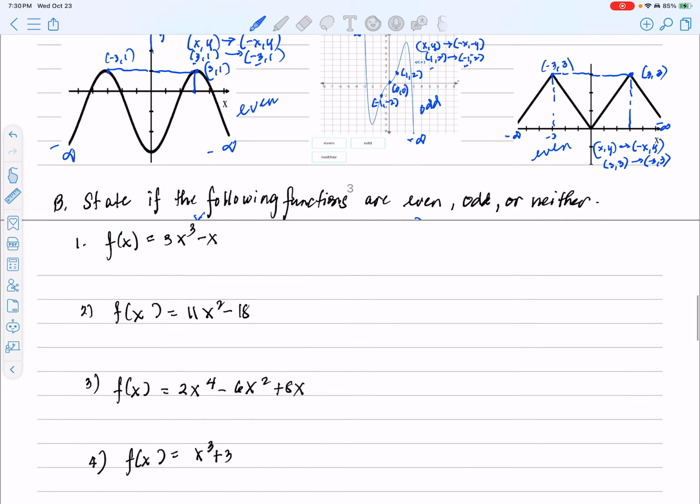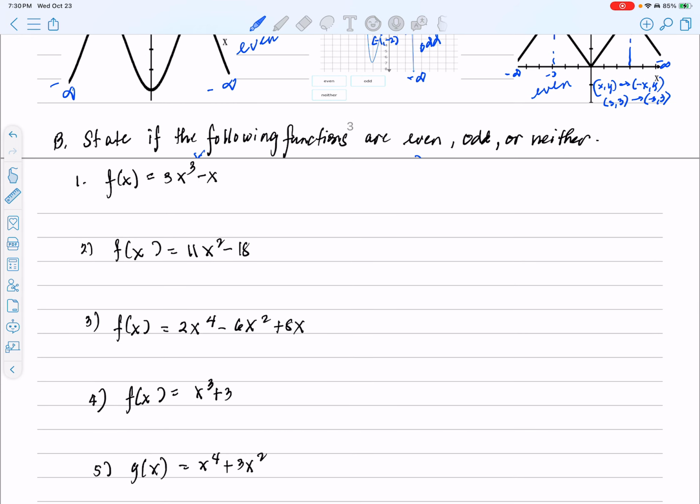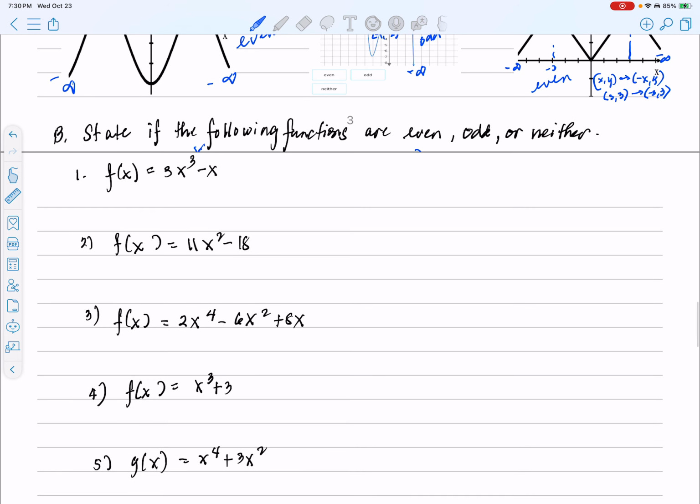State whether the following functions are even, odd, or neither. If I look at the first one, f of x is equal to 3x to the third minus x. If I look at the degree, which is 3, I could tell that this is odd, just by looking at the first term's degree. But we have to check.